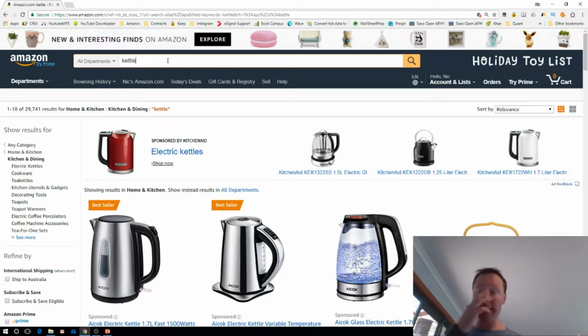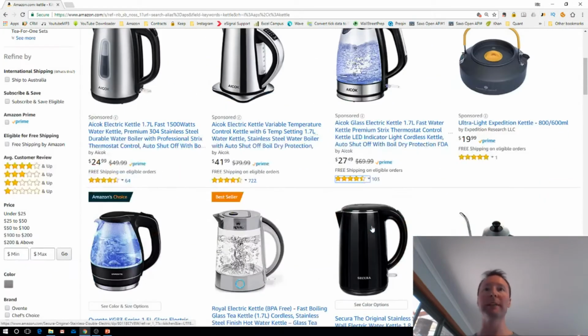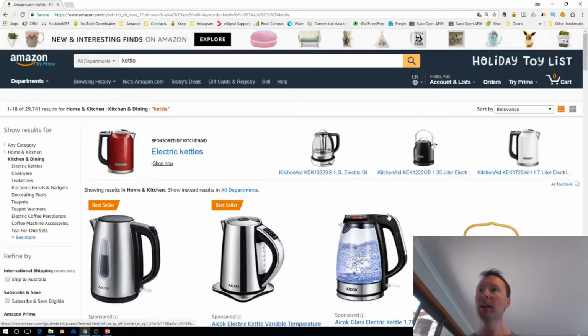Okay, what's something around the household that I can improve, or something that everybody's using? So, a kettle. We've typed in kettle up here in all departments and it brings up all our different kettles and prices. With the Jungle Scout Chrome extension tool, it's this little icon up here that, once you install, this is where it will show up.